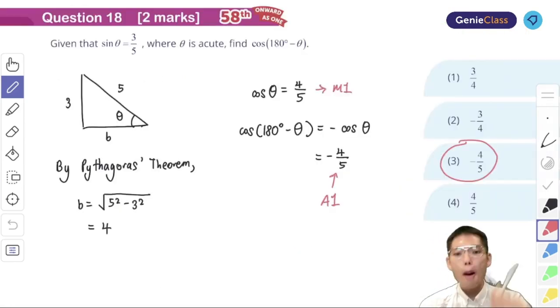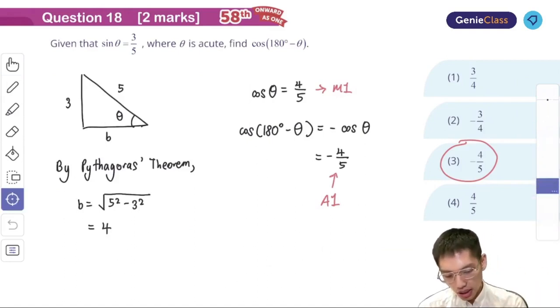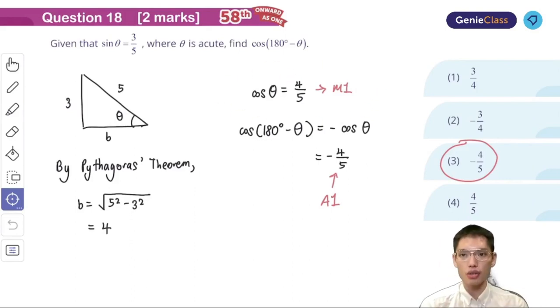So just take note of the marks as you are doing the question. When the question asks you for a certain amount of marks, 1 mark means they just want the answer. More than 1 mark means there is a particular working they must see, essential one, before you get to the answer. Okay, now the next question is a very interesting one.